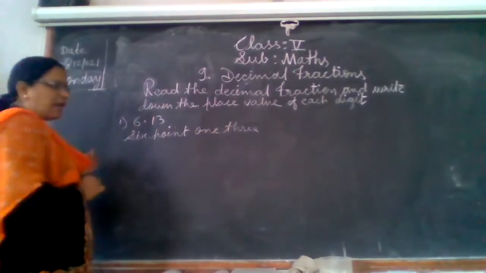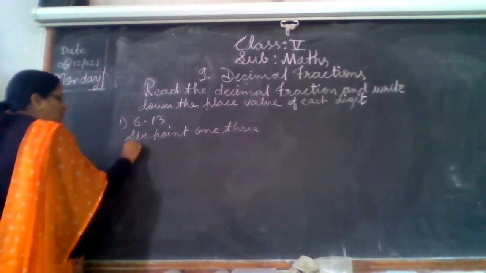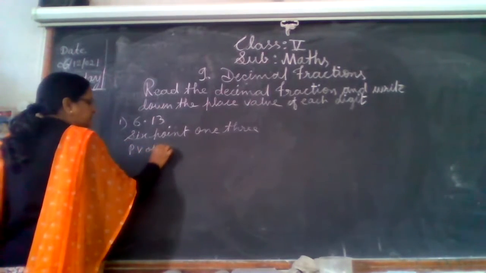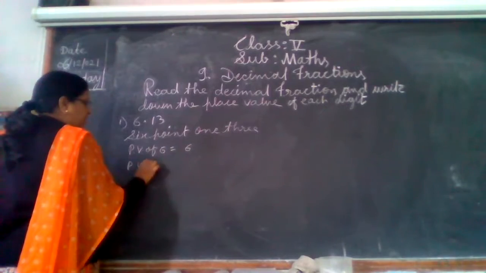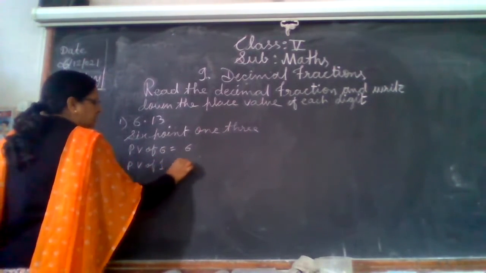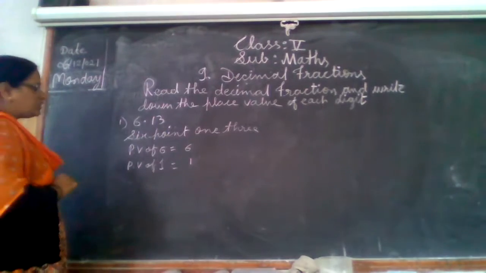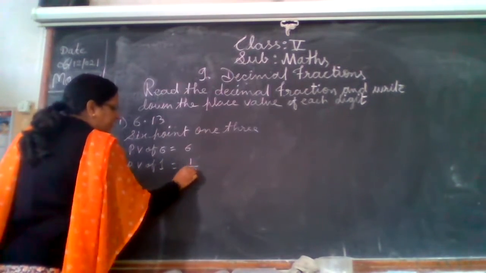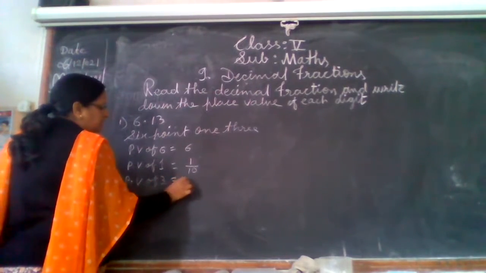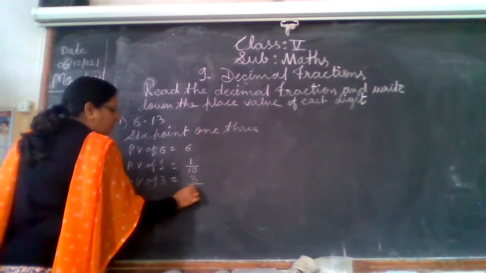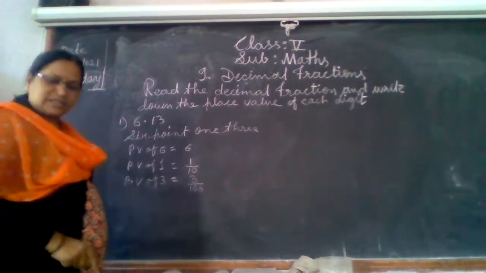Okay, now here you have to write the place value of each digit. 6 is the whole number, so PV of 6 is 6. Now 13 is in the fractional part, so PV of 1 is 1 upon 10, and PV of 3 is 3 upon 100. Got it, beta? Now let's see another question.